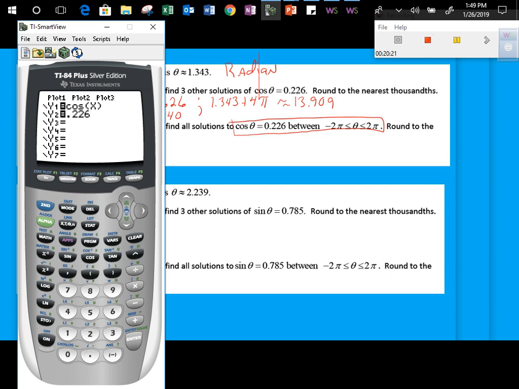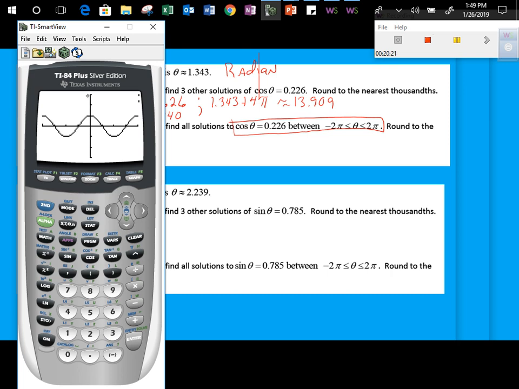Now, something important here. Notice that it said between negative 2 pi to 2 pi. So I want to make sure my window is from negative 2 pi to 2 pi. Now, there's a lot of different ways to go from here, guys. So there it is, graphed. Notice that there's 4 answers. All depends on what you notice here.